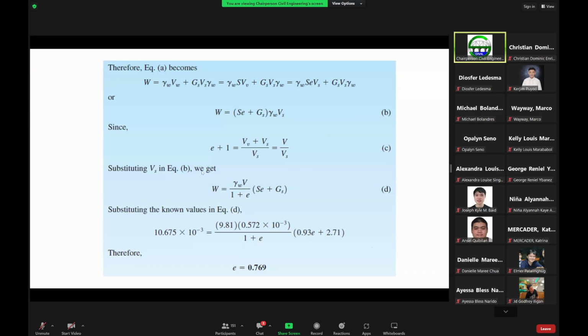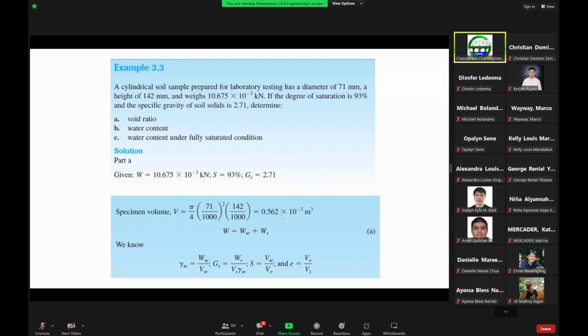So if we now try to substitute V sub S in this formula, then we can now get this formula here. I will just leave that to you for the algebraic manipulation. From this formula, we can just substitute the given. We know that the total weight is this amount here, this is the unit weight of water, and this is the volume of the sample. Is that correct?